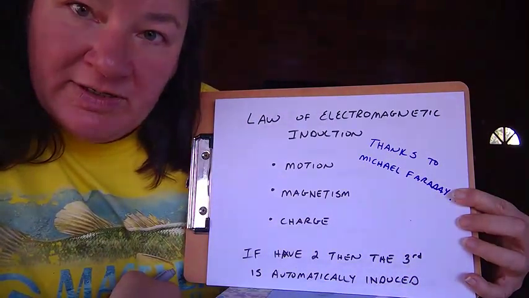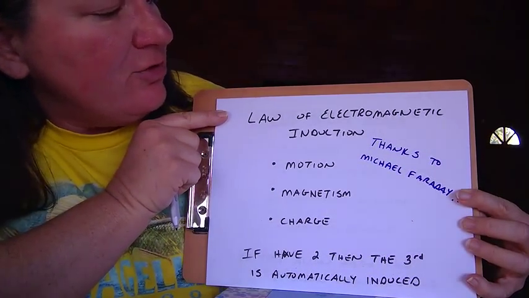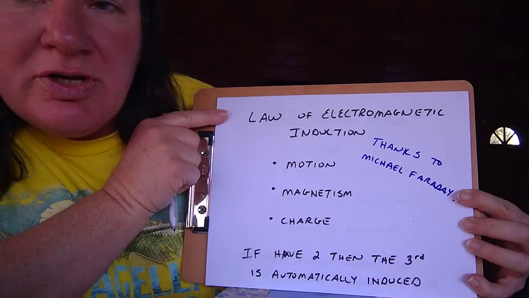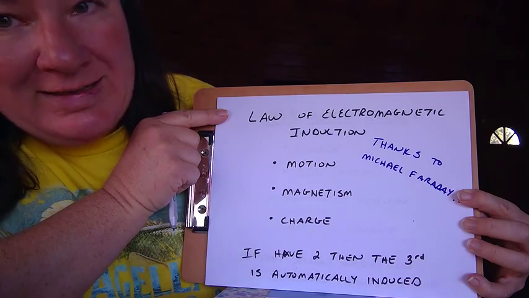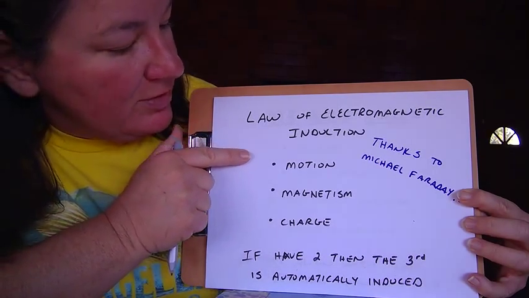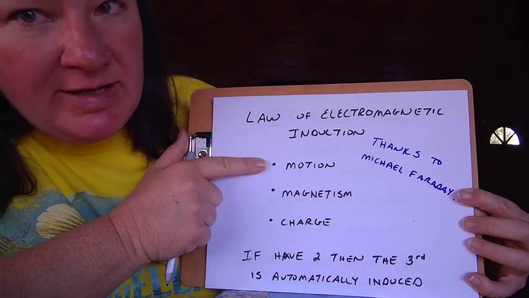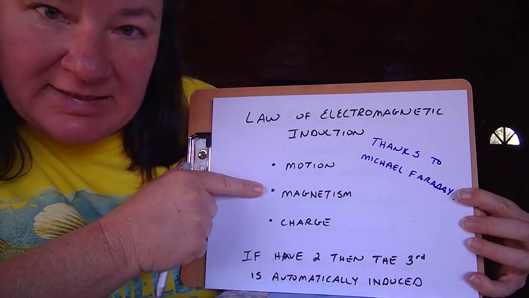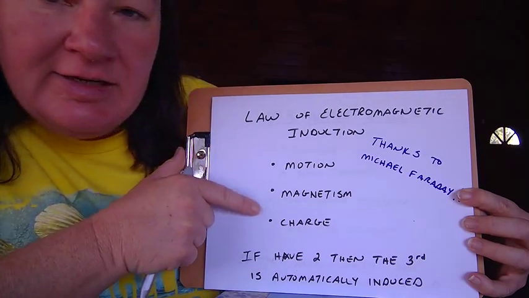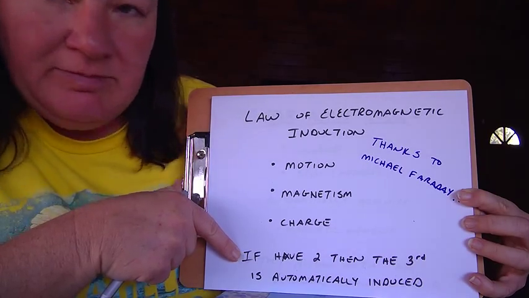Now, why is the spin important? Let's talk to Mr. Michael Faraday. Now, he found the law of electromagnetic induction. What does that mean? Remember, we're looking at ions to where you have a charge because there are either more electrons or more protons. So what Michael Faraday found was that if you have motion, which we do because the atoms are spinning, remember angular momentum? They can have magnetism and they have a charge. What he found was that if you have any two of these three, the third is automatically induced. So what does that mean?